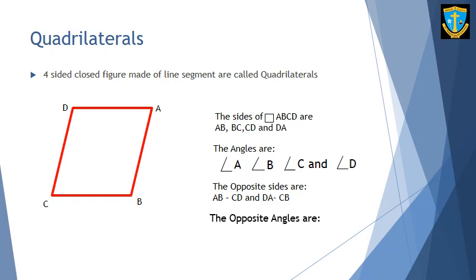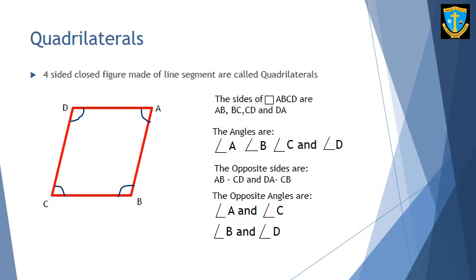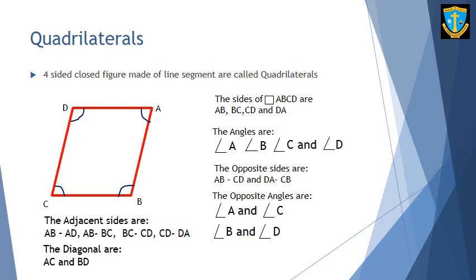Let us look at the opposite angles. Angle A and angle C are opposite to each other, whereas angle B and angle D are opposite to each other. Adjacent sides. The adjacent sides of this quadrilateral are AB and AD. These are adjacent to each other. AB and BC. BC and CD, CD and DA. The diagonals are two. Diagonals are AC and BD.